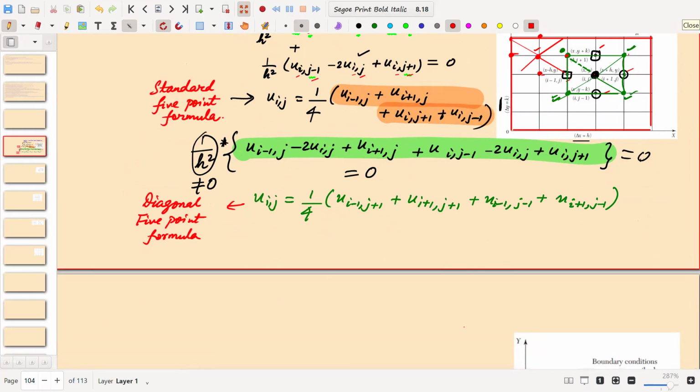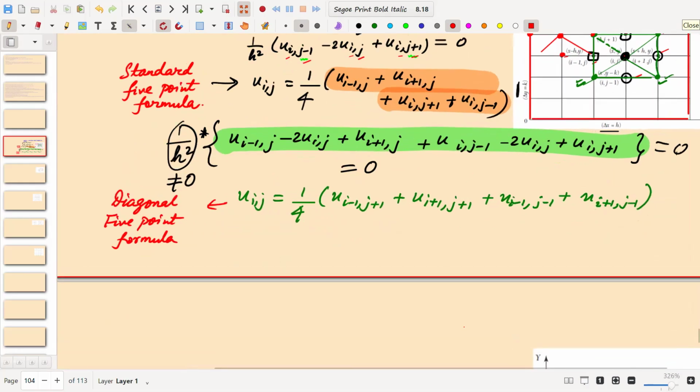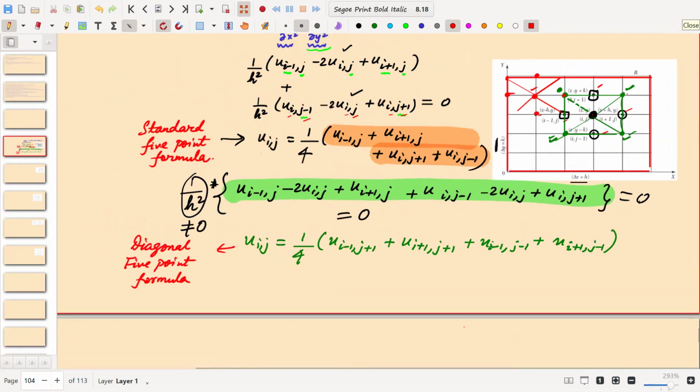So now, did you understand these two formulas? If you try the formula, you will get two types of formulas. One is diagonal 5-point and another is standard 5-point. Which one is better? Why?